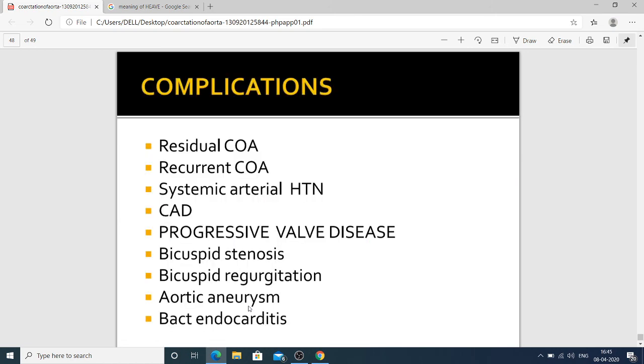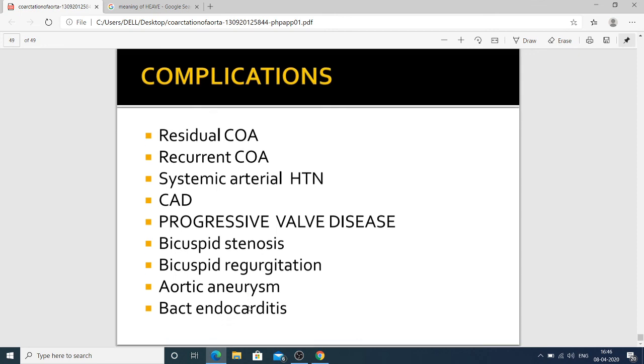Then complications, there are also complications. Residual coarctation of aorta means some percentage of coarctation of aorta is left after the treatment. Recurrent coarctation of aorta, it occurs again. Systemic arterial hypertension, coronary artery disease, progressive valve disease, bicuspid stenosis, bicuspid regurgitation, aortic aneurysm and bacterial endocarditis. These kinds of complications are also there.